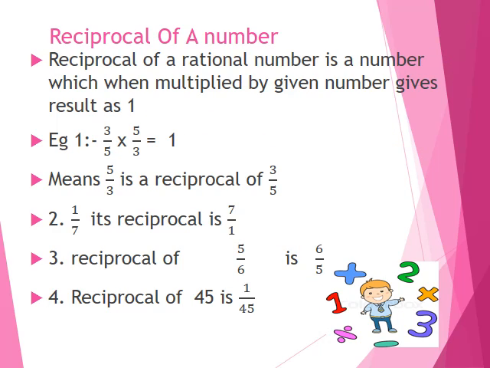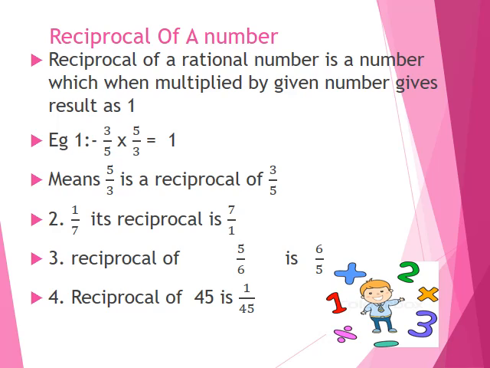Now let us revise what the reciprocal of a number is, because when we divide two rational numbers, we need the reciprocal of a number. So it is important for us to understand first what the reciprocal of a number is. See my dear students, the reciprocal of a rational number is a number which when multiplied by the given number gives the result 1. See here some examples are given.